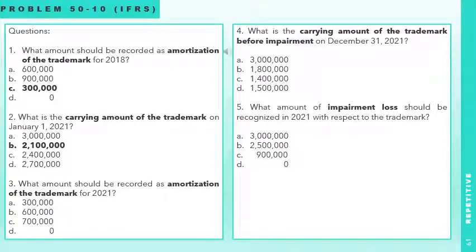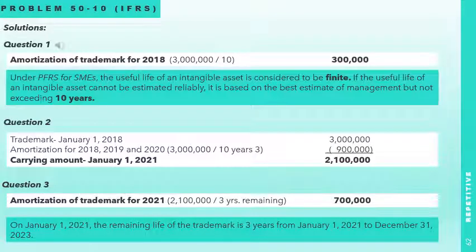For question 1, what amount should be recorded as amortization of the trademark for 2018? The trademark of 3 million is simply divided by 10. Why 10? Because under PFRS for SMEs, the useful life of an intangible asset is considered to be finite. If the useful life of an intangible asset cannot be estimated reliably, it is based on the best estimate of management but not exceeding 10 years. So the amortization of the trademark for 2018 is 300,000, letter C.